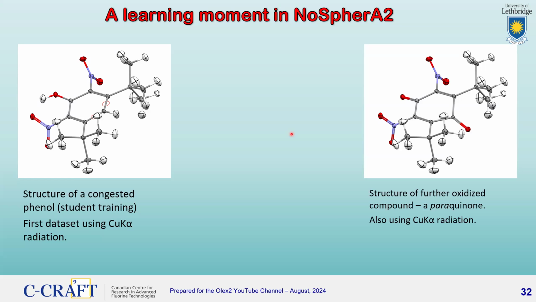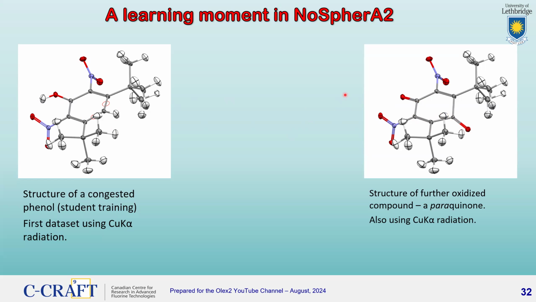And then the student went on to make this related paraquinone, where we have further oxidation occurring, where this CH now becomes a CO double bond, and this phenol also becomes a CO double bond in the quinone. And so we got beautiful structures.